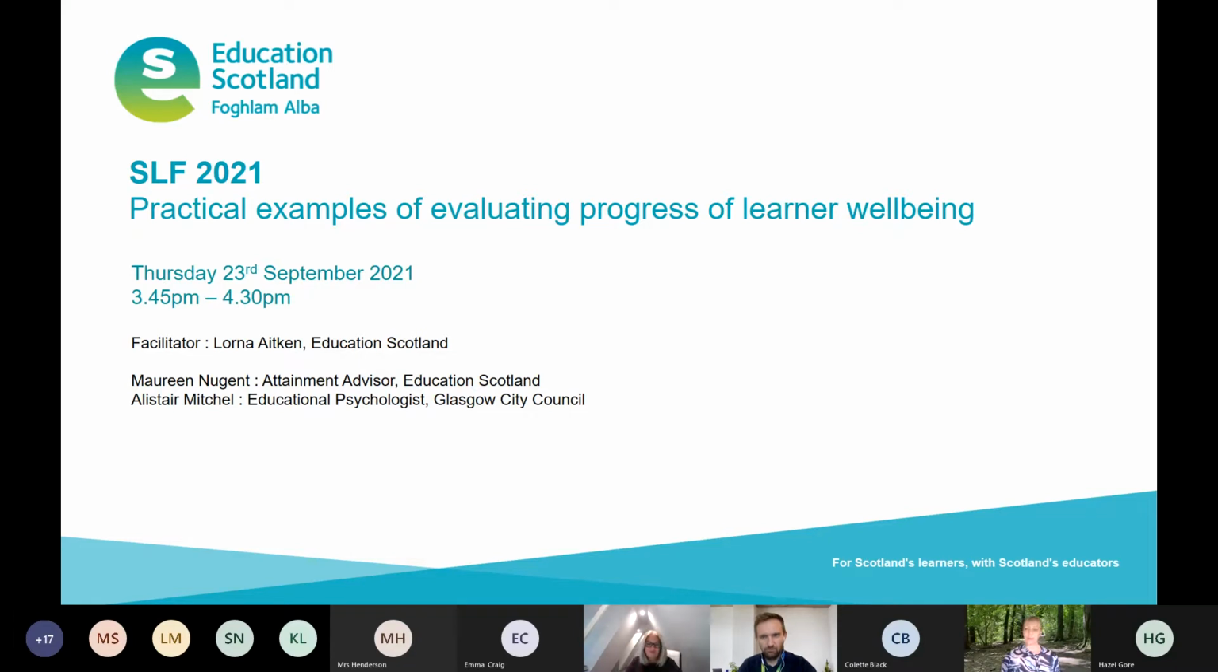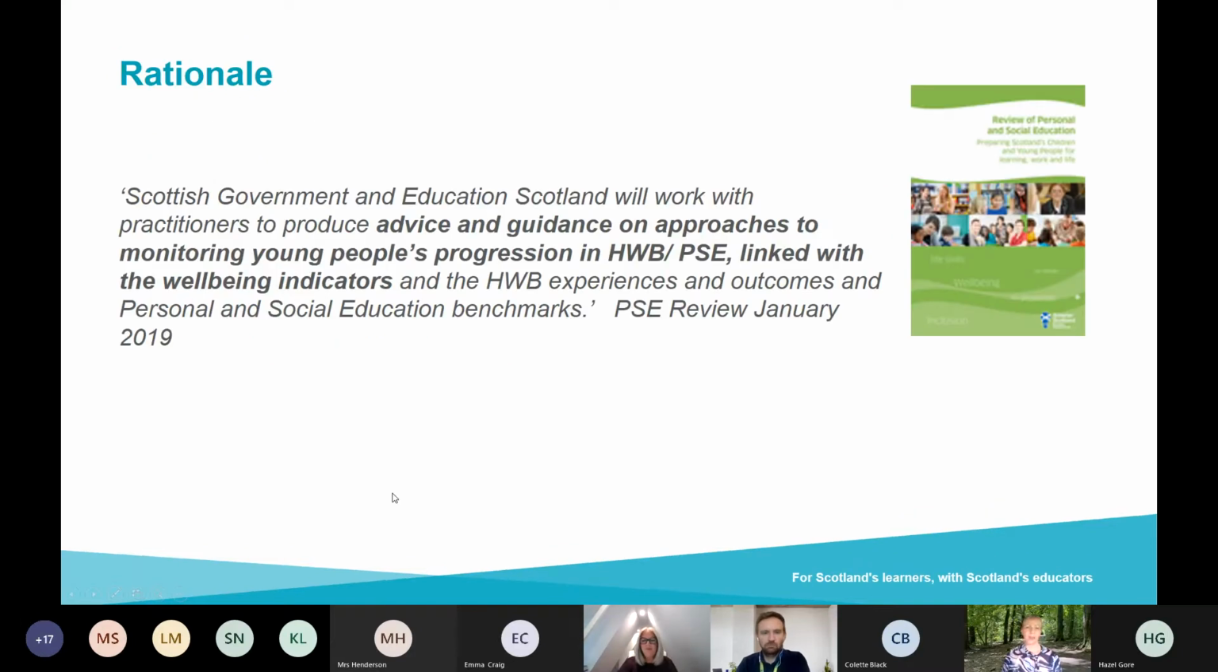And also we have Ali Mitchell, who's an educational psychologist in Glasgow City Council, who's going to share an overview of some of the research that he's been doing in and around this area as part of this project. So without further ado, I am going to hand over to Maureen, who is going to give you the overview and an introduction to the GMWP. We all love an acronym, so Maureen will explain more about that just shortly. So Maureen, I'll hand over to you.